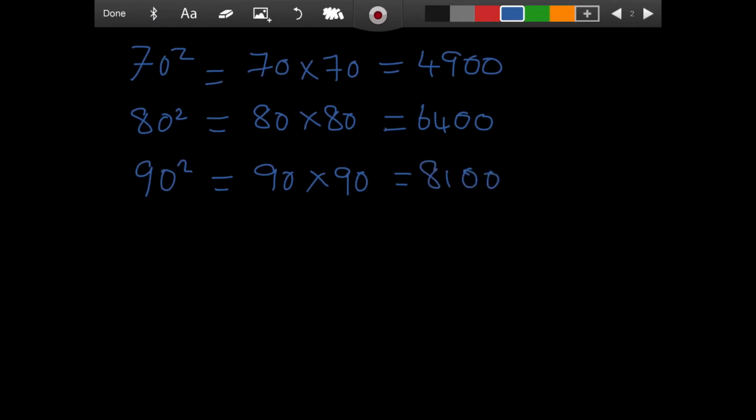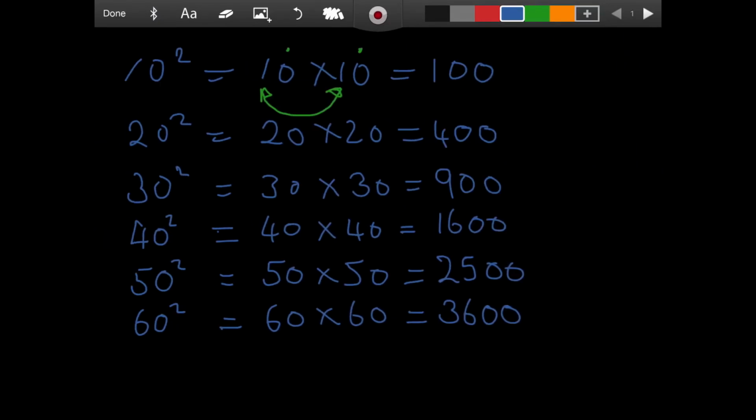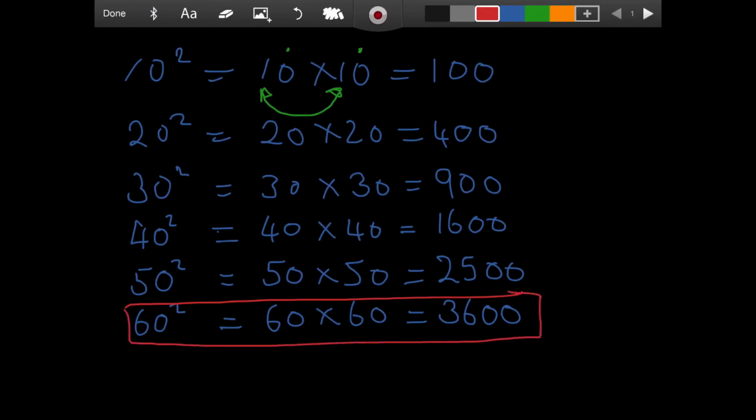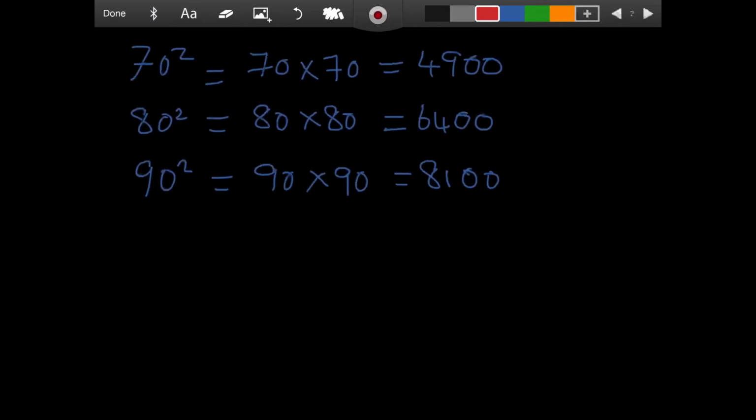I'm sure you've got the hang of this, but before I go on to 3-digit numbers ending in 0 squared, go back to this number here, this 60 times 60. If you're doing physics or engineering, you'll come across this figure for 60 times 60, or 3,600, because it's the number of seconds in an hour.